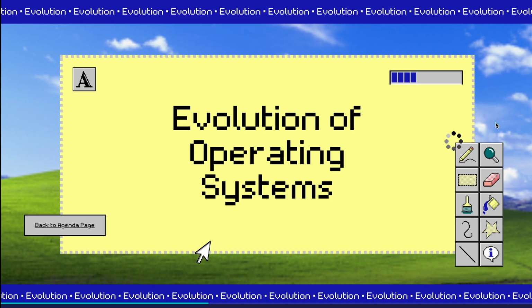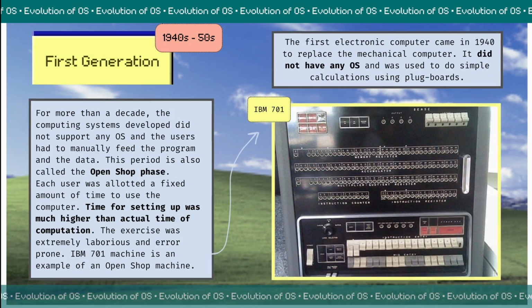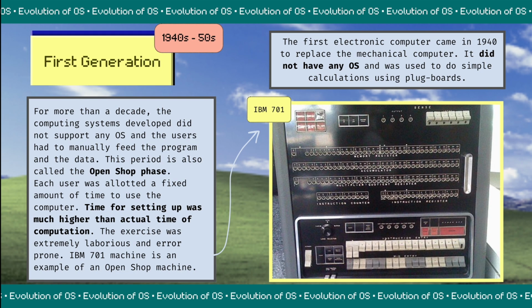Let's talk about the evolution of operating systems. The first generation of computers, from the 1940s to the 1950s. For more than a decade, the computing systems developed did not support any OS, and the users had to manually feed the program and the data.